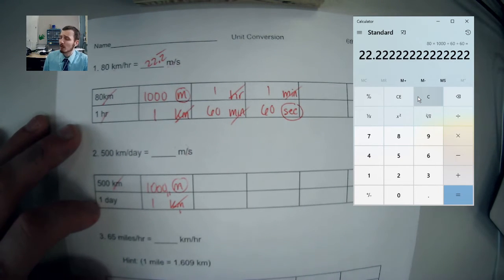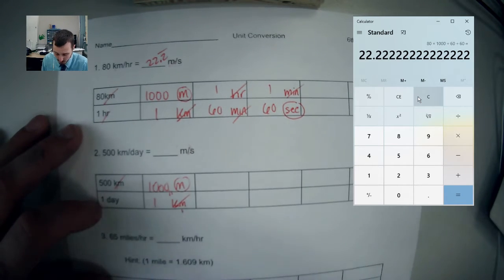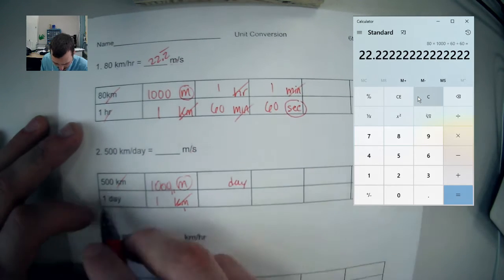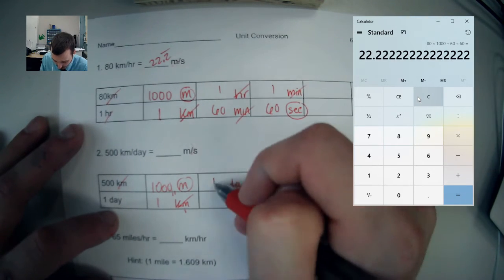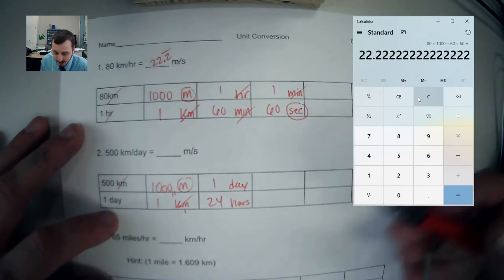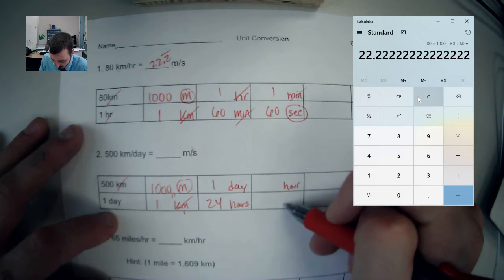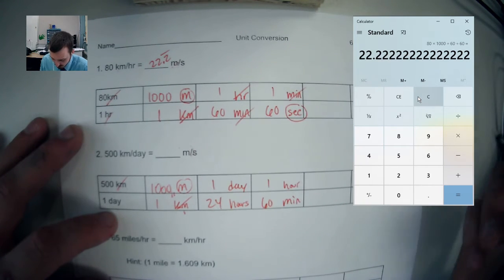And I have no idea how many seconds are in a day. So this is why it's important to take the time to do these steps. But I do know, for example, I want days on the top because I want them to cancel. I do know how many hours are in a day. And then I can go how we did before. Then I can go from hours to minutes. And I know that 1 hour is 60 minutes.